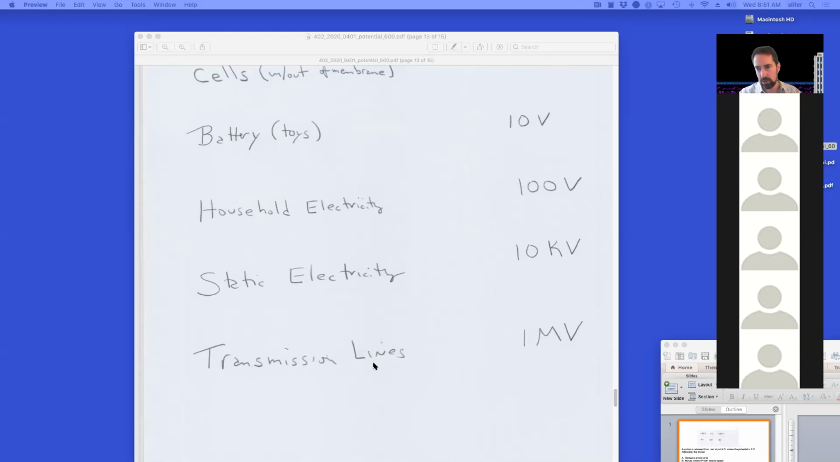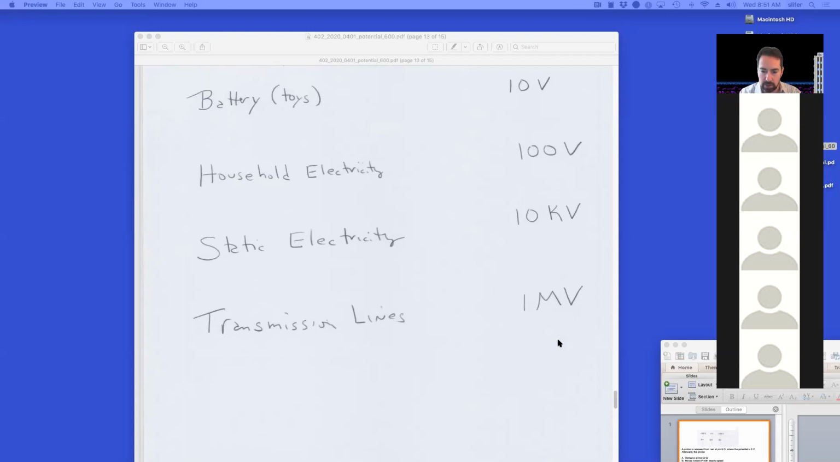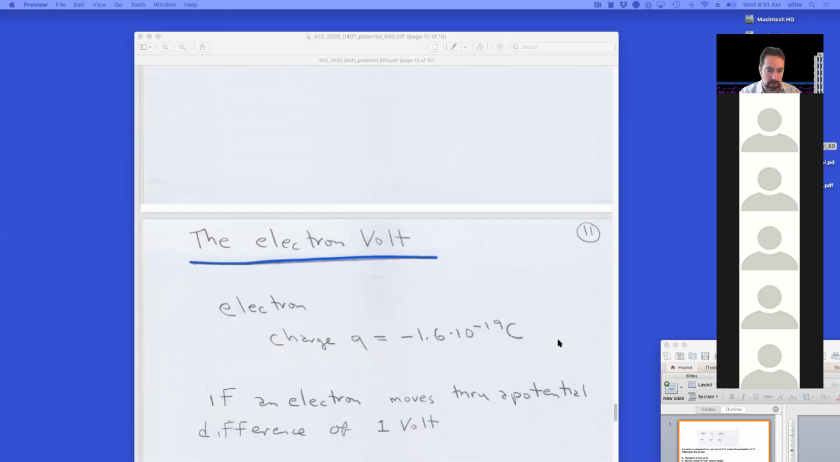Transmission lines. So if you walk around your neighborhood and you look up and you see the power lines, they are typically transmitting power at huge voltages. This is supposed to be a capital M, a mega, 10 to the 6 in SI. So just typical sizes of these voltages.